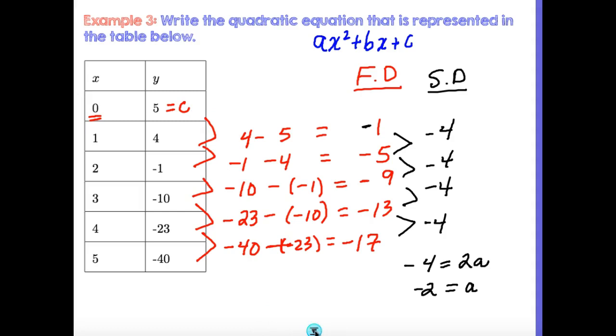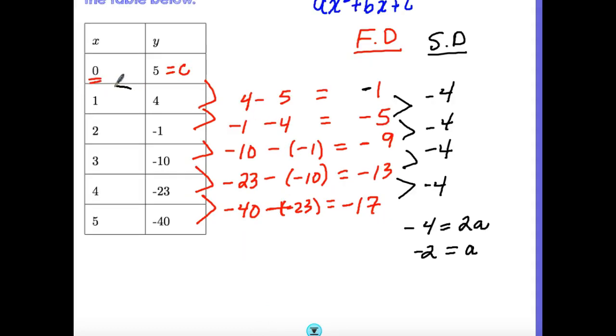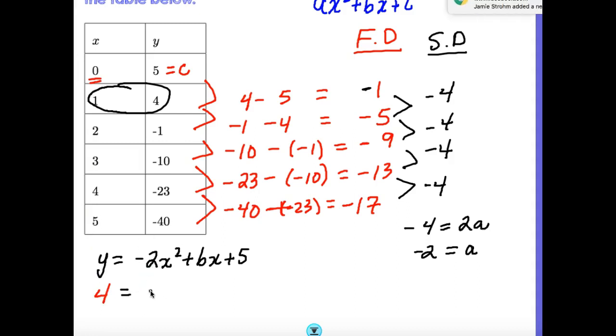And remember, we already have our c value. We only need our b value. So I'm going to use this point now, the first point I can use. And so I have y equals our a value, negative 2x squared plus bx plus 5. And now substitute. y is 4. Negative 2 times your x value squared plus b times your x value plus 5. And our x value in this case is 1.